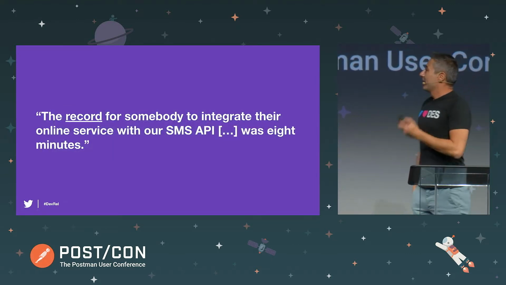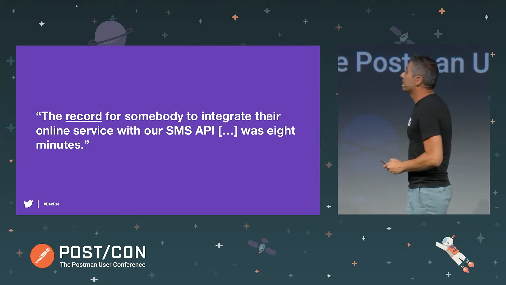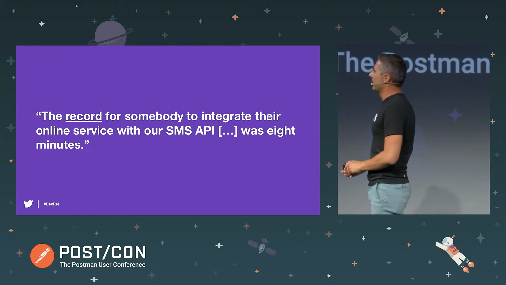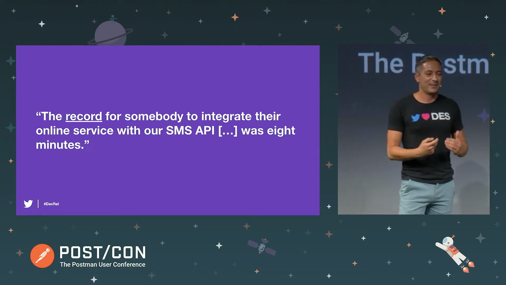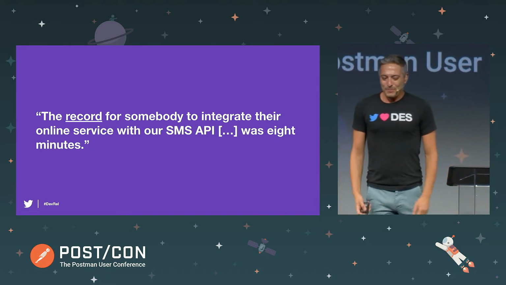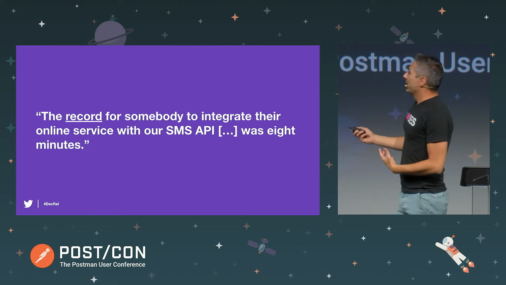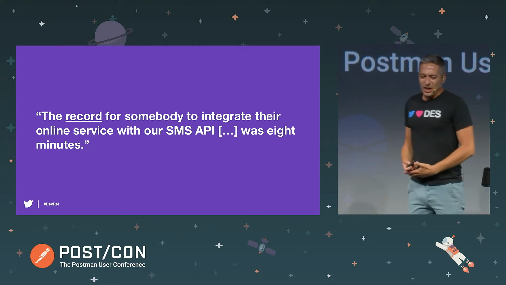So, clicking through the results, I read this. The record for somebody to integrate their online service with our SMS API was 8 minutes. Again, why does it have to be a record? I don't know, it just doesn't feel right to me. So we wanted to really understand the meaning of this number, why the need for a record to break. So we started to really get and understand the developer a little bit better. What do they do? How do they come across an API platform?